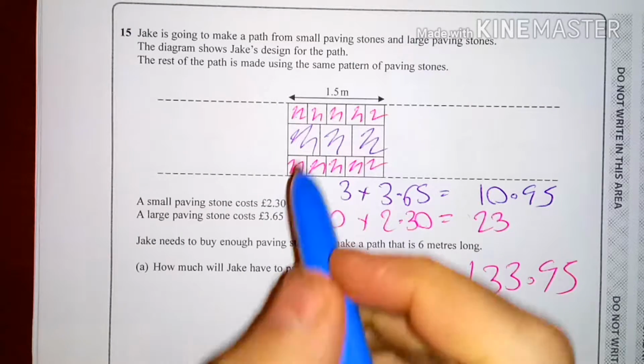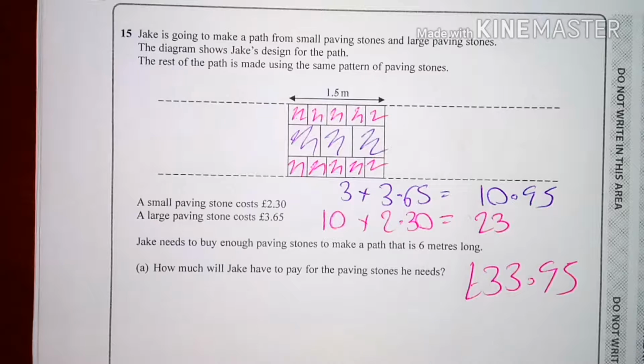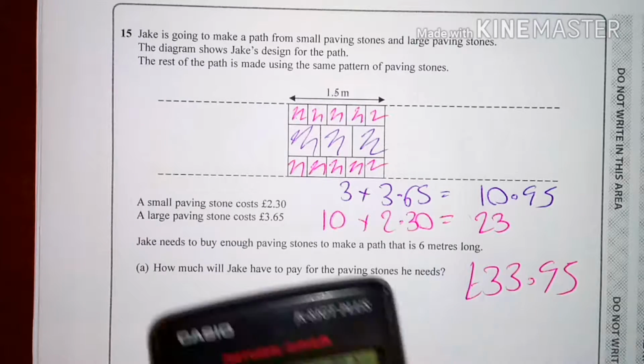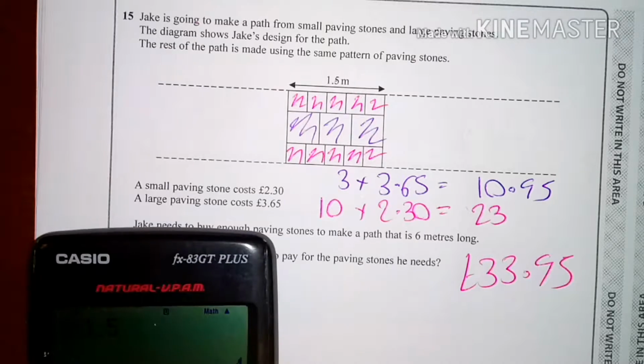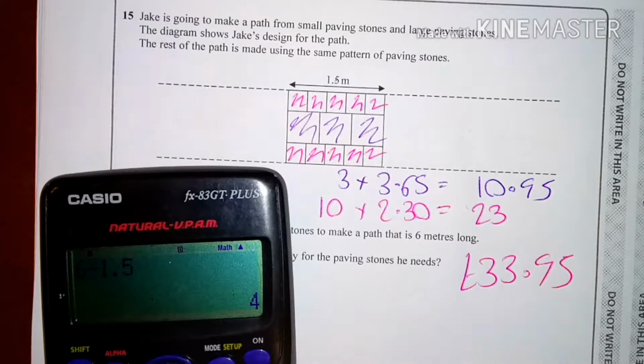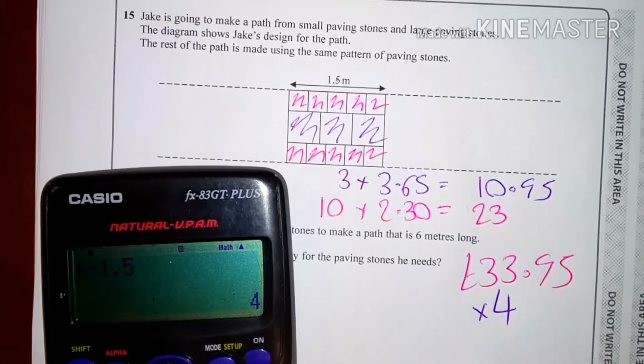So we need to think about how many times 1.5 goes into 6. And that's just a straightforward question. So it's just 6 divided by 1.5, which equals 4. Okay, so we're going to have to times this one here by 4.